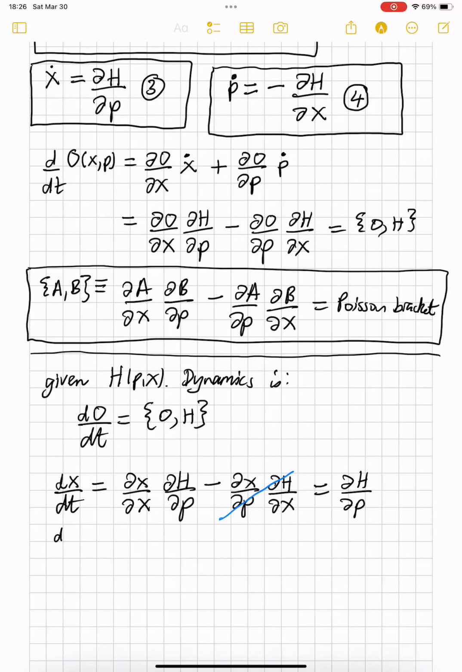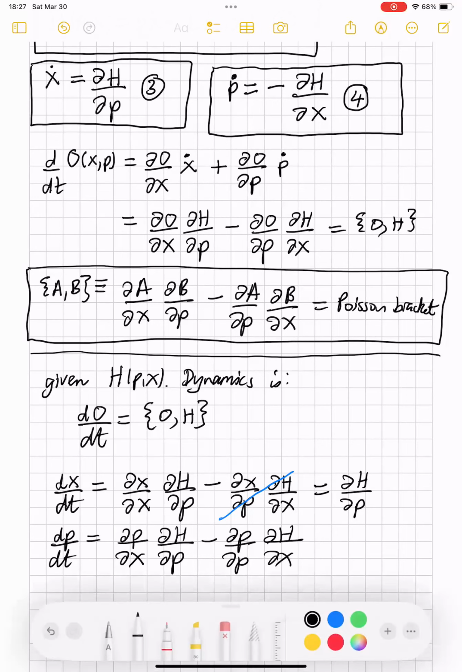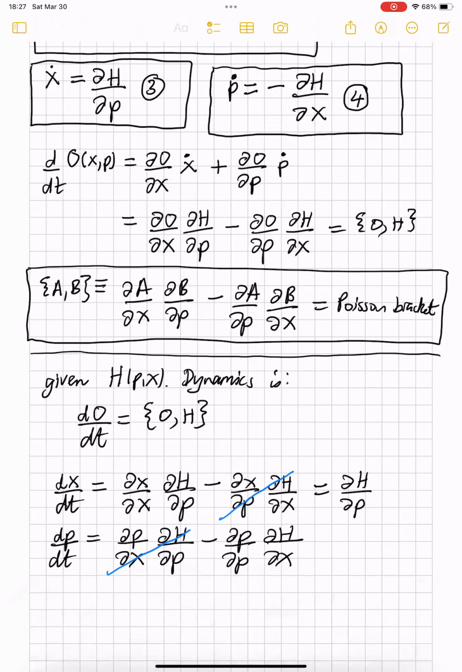Next, let's calculate dP/dt. Again, just plugging it straight in. This is dP/dx dH/dP. I'm just using the definition of the Poisson bracket. Minus dP/dP dH/dx. And now, this first term vanishes because dP/dx is 0. So what do I end up getting? Well, I've got the minus sign and I've got dH/dx. And you can see that I've now reproduced equation number 4, which is the second of Hamilton's equations.